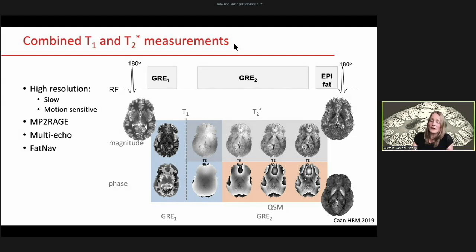What we also have, because we have a little time over, so it's efficient because we're acquiring two at the same time, but there's still a little gap, and we added in that gap a fat navigator, which is an EPI image only exciting the fat. And with that, we get a full volume every TR. So these are lines, or maybe planes in K-space, and then here we have a full volume.